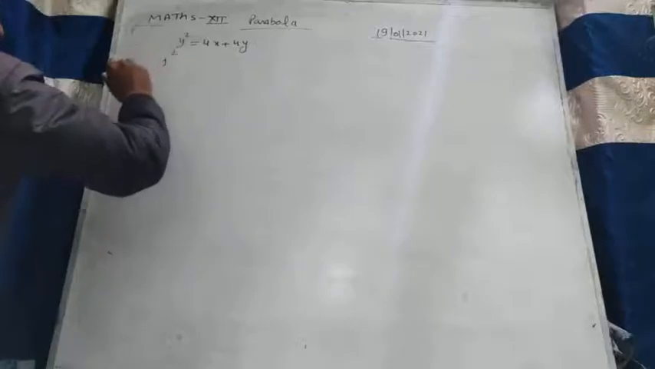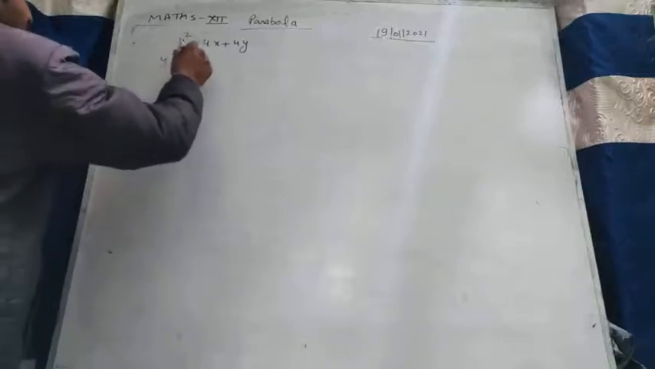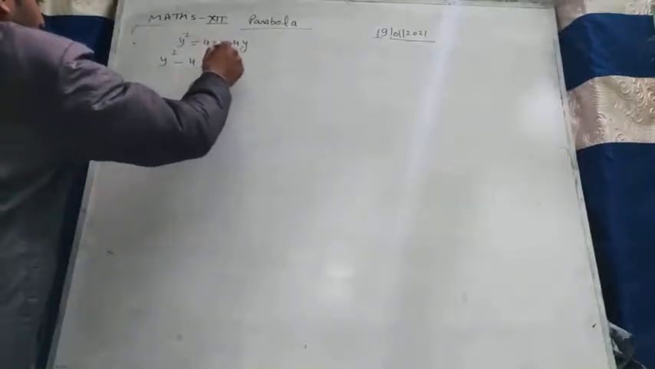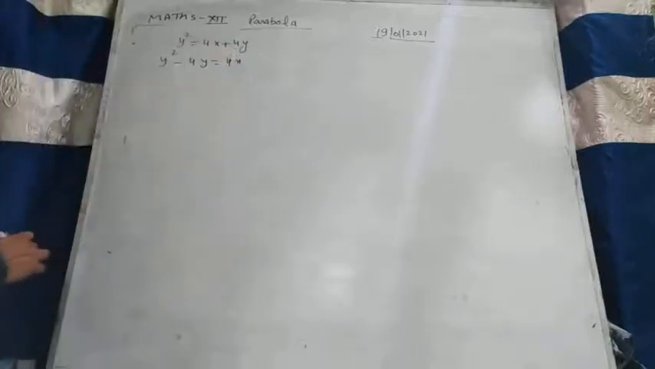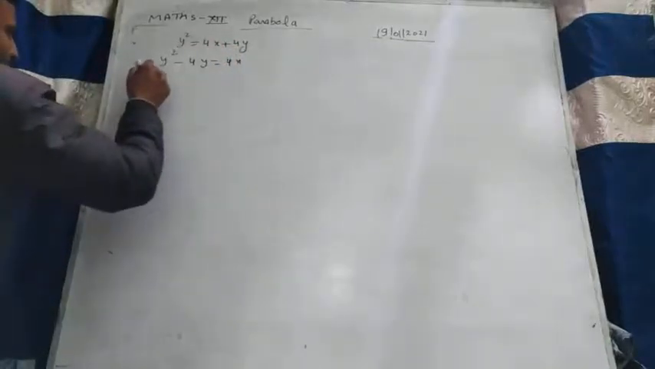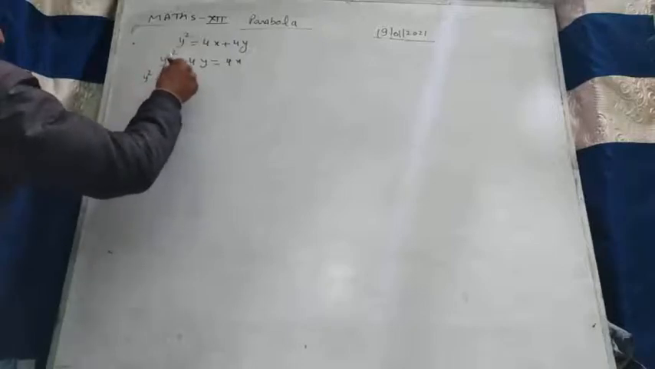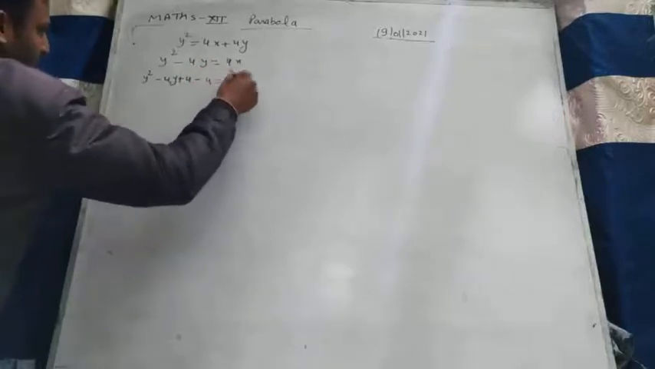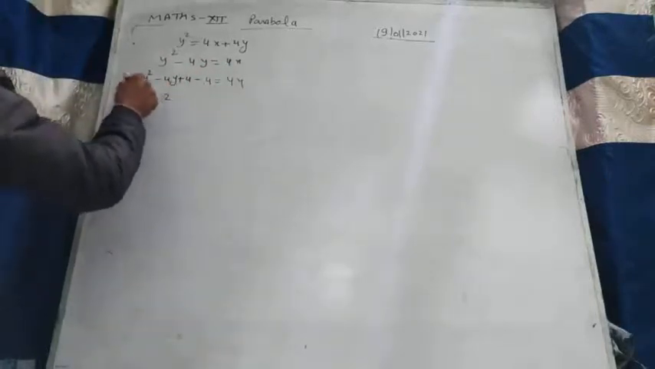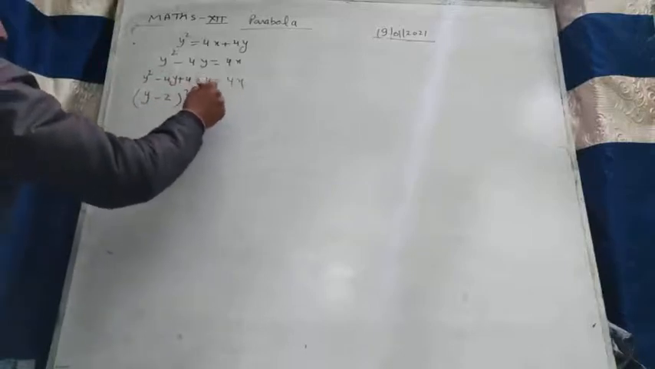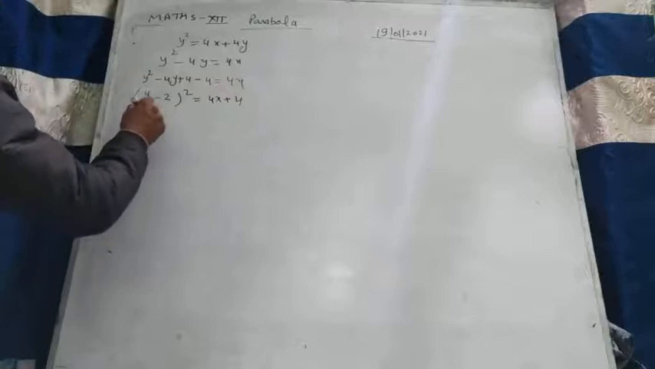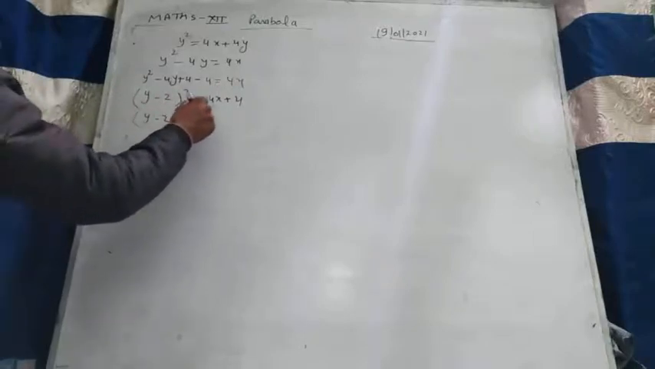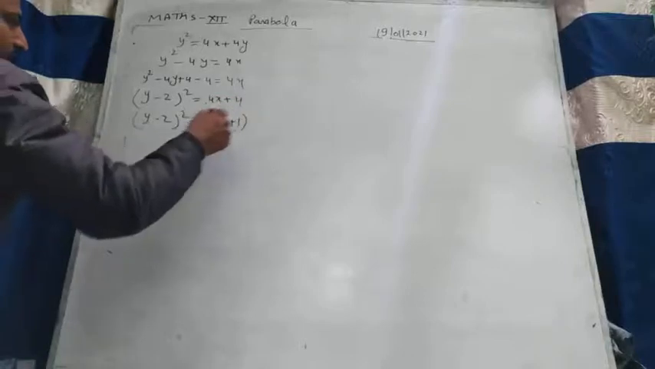So first of all, student, we will change this into its standard form. So we write 4x, and now this is y square minus 4y. We add plus 4 and here minus 4. So this we can write as y minus 2 whole square, and this is 4x plus 4. This is y minus 2 whole square is equal to 4x plus 1.